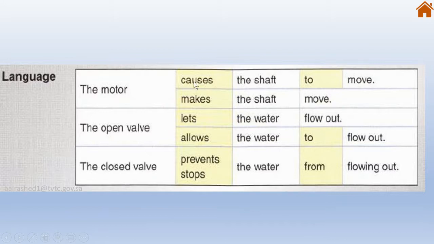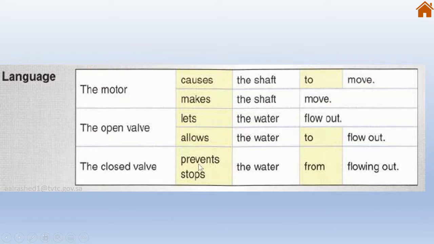Okay. Now again, we have cause, make. This is the reason of something happening. Why? The shaft moves because of the motor. If you want to use cause, you must add to with it. Make without adding the preposition. Let and allow, both of them are used if you want to talk about giving permission to something.